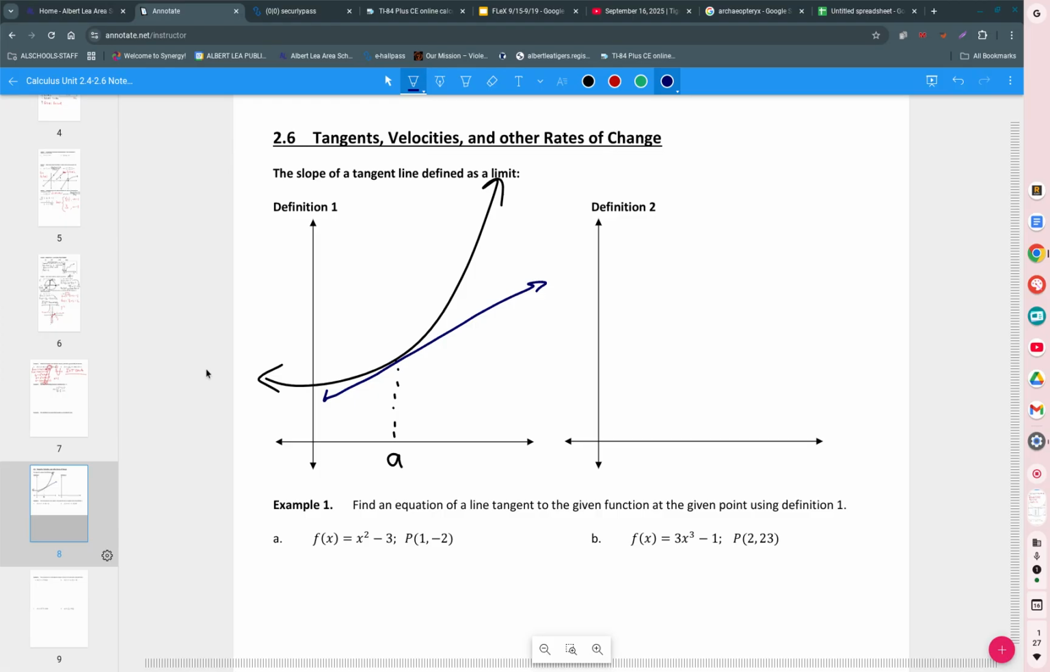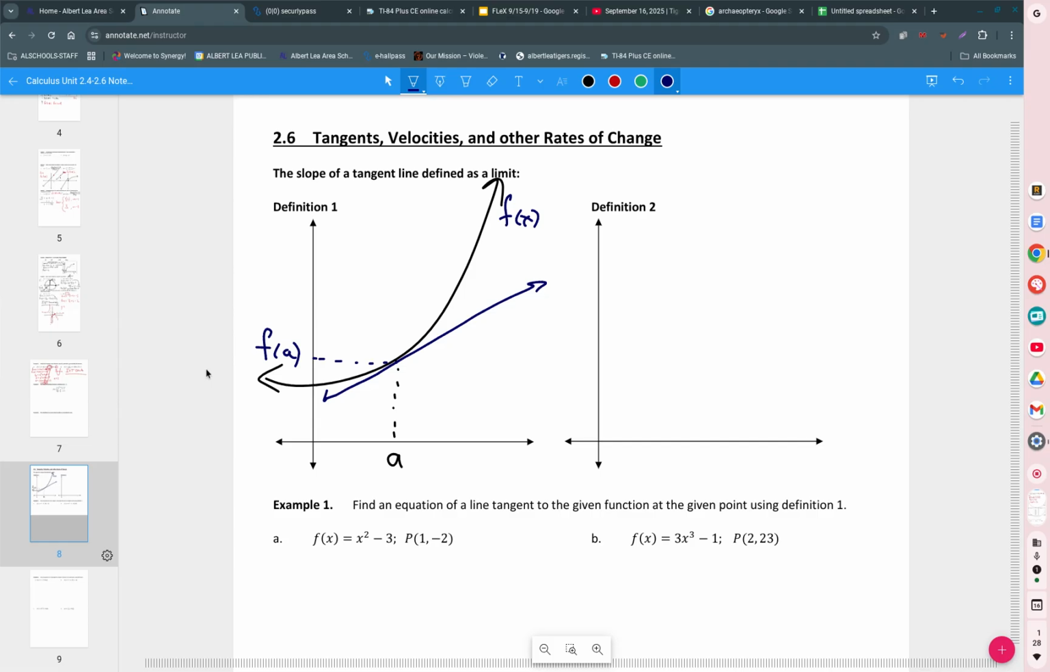Why is this difficult? Only 1 point. Let's give this a y value. If this is A, what would we call that? B. Close? F of? A. A. Good job. There we go.